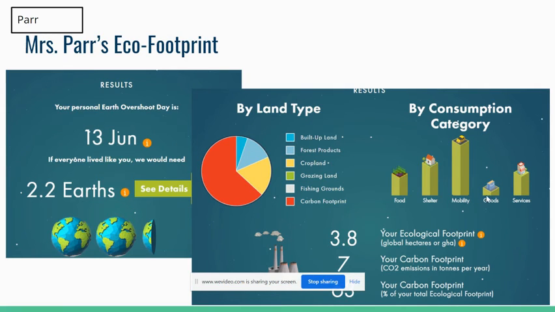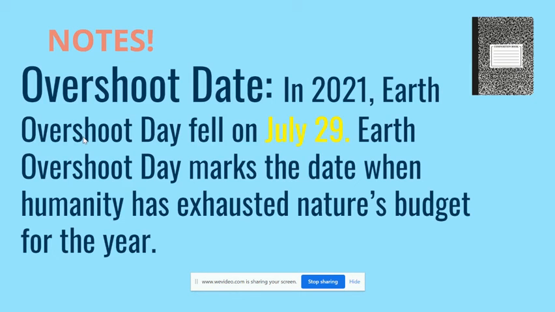If you notice, I don't buy a lot, so I'm really conscious of it. I don't eat a lot of foods that are bad for the environment. My house is normal sized. And so really my biggest issue that I have here is my mobility. So my overshoot date is June 13th. And so you can see that the average citizen of Earth has a better overshoot date than me.